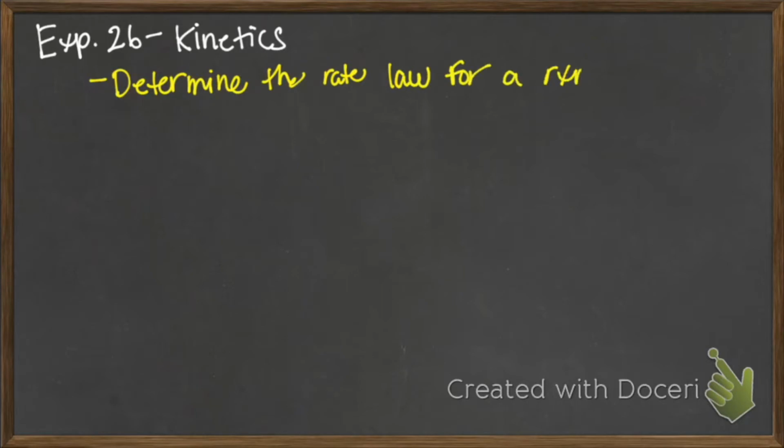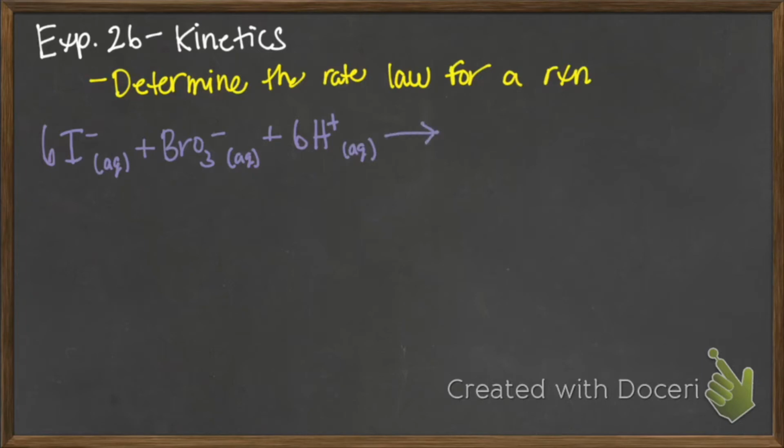And the reaction that we want to determine the rate law for is the reaction of iodide with bromate in acidic conditions to form iodine, bromide, and water. It's a redox reaction, and the balanced reaction is as follows. 6 moles of I- aqueous plus 1 mole of bromate aqueous plus 6 moles of H+ aqueous yields 3 moles of I2, which is iodine, and that's aqueous, plus a mole of bromide aqueous, and 3 moles of liquid H2O.